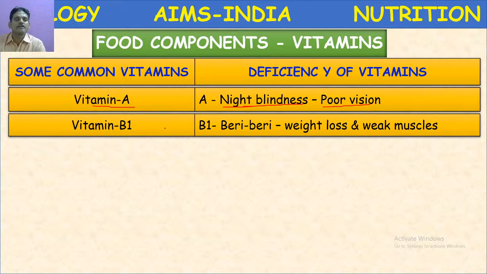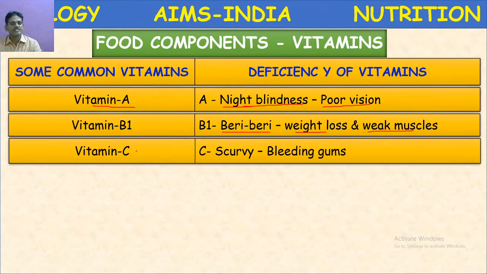Next, vitamin B1 deficiency leads to beriberi disease, particularly when we consume food materials which are highly polished, like polished rice without husk. The beriberi disease symptoms are weight loss and weak muscles.